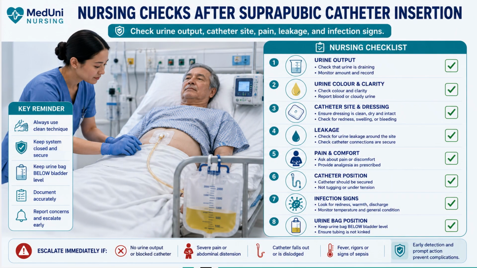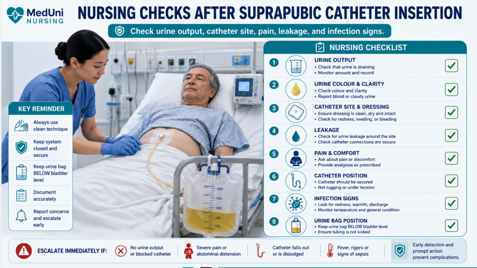After suprapubic catheter insertion, again start with the patient. Is the patient comfortable? Are they in pain? Are the observations stable? Is there lower abdominal discomfort or bladder distension? Now check the catheter site. Is the dressing clean and dry? Is there bleeding, swelling, redness, leakage, or discharge?